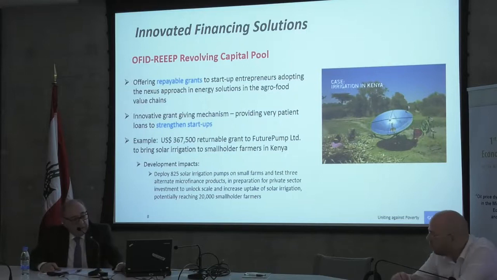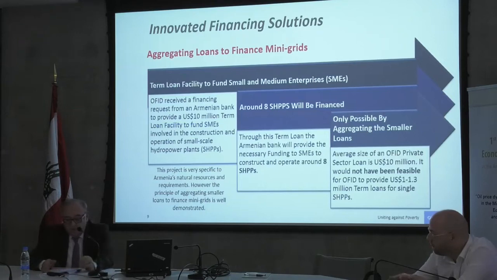Also, we have another option, which is an aggregated solution. That means we put together a number of smaller projects to make them eligible for finance from commercial banks. At OFID, we worked in Armenia and provided a $10 million loan to a local bank, and the bank provided small funds to SMEs involved in the construction and operation of small hydropower plants.